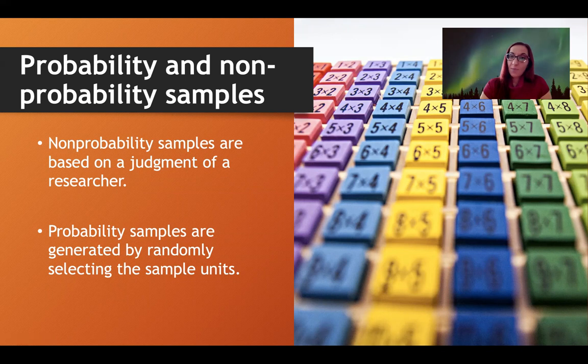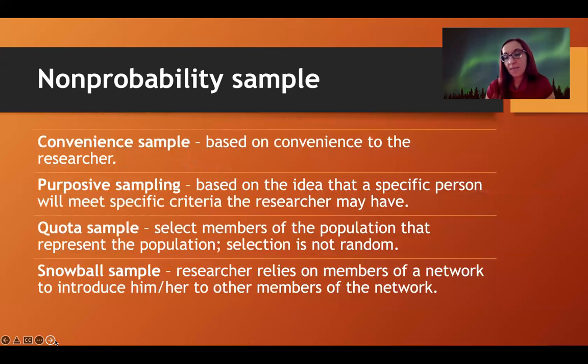Another type of sample, and this is especially used in research about people's attitudes toward politics, political parties, if they want to make any inferences or predictions regarding elections. This is a type of sample that organizations would use to collect information. Probability samples are generated by randomly selecting the sample units. Now let's take a look at both of these types of samples.